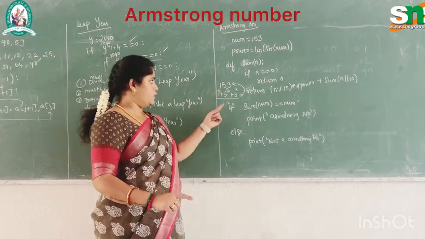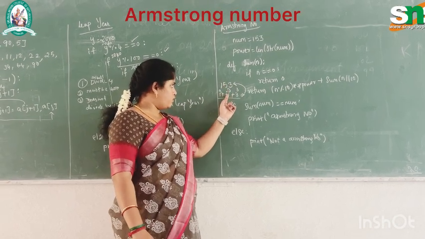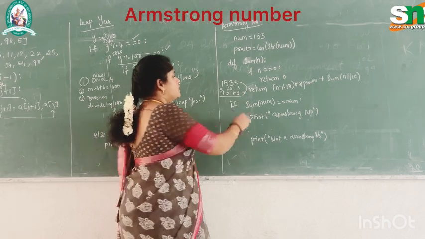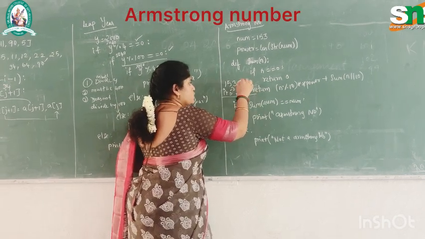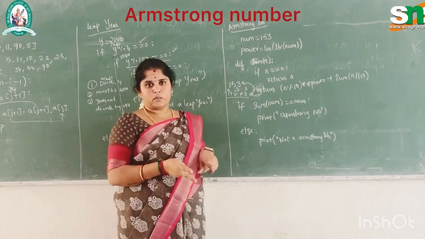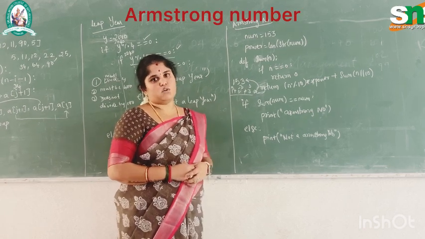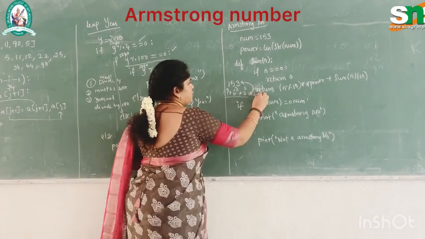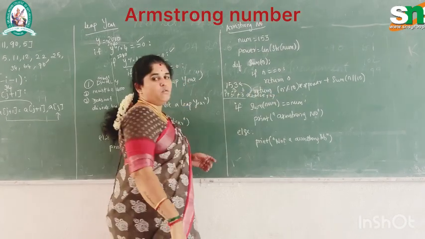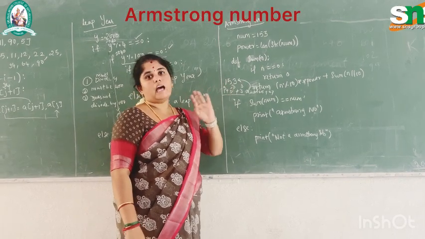Okay, again I will tell you. We are going to separate each digit, so 1 cube, 5 cube and 3 cube. Adding these three values gives some value, and we validate it against the given number. If these two are equal, then 153 is an Armstrong number. Indeed, 153 is an Armstrong number, because 1 cube is 1, 5 cube is 125 and 3 cube is 27, so the total will be 153. That's why I said 153 is an Armstrong number.